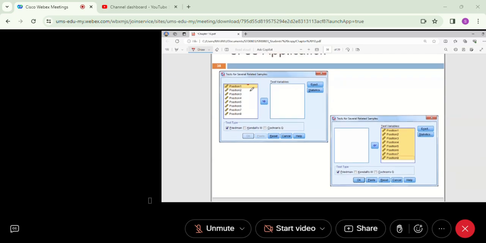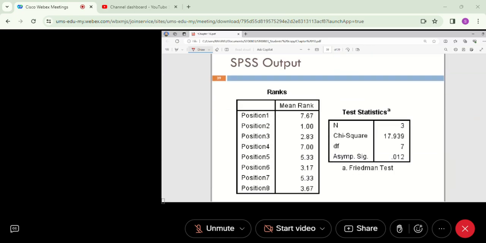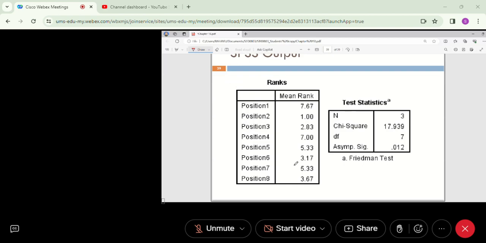Okay, we have 8 positions, then transfer to the next box, and the Friedman test is already activated by default setting there. And then the output is very simple, only 2 tables, which show the mean rank and the chi-squared statistic and the p-value, which is less than the alpha value. So there is a significant difference in terms of the mean rank between the eight different positions. If you can see from here, the lowest is position 2.